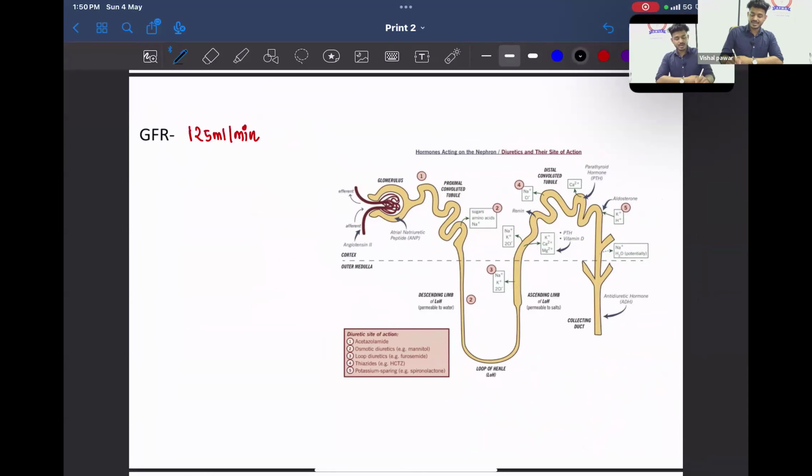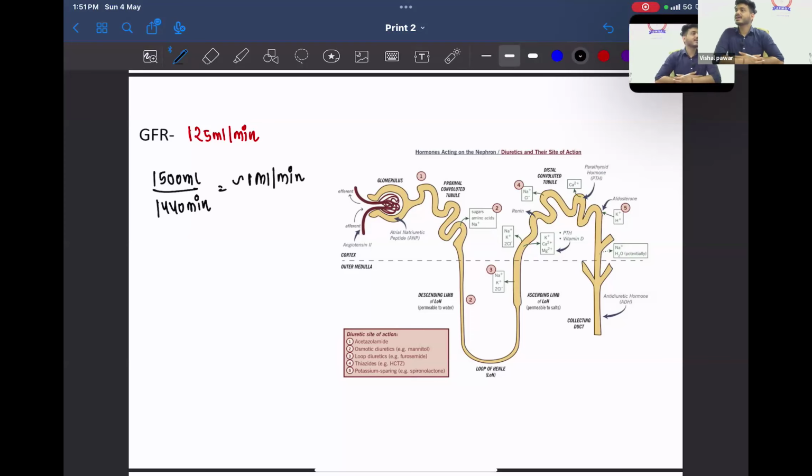In a day, how many minutes are there? In a day, how much urine do you pass? 1 to 2 liters. That would be approximately 1500 ml of urine you are passing. In a day, how many minutes are we having? So can I say approximately every minute you are making 1 ml of urine. Your kidneys are making 1 ml of urine every minute.